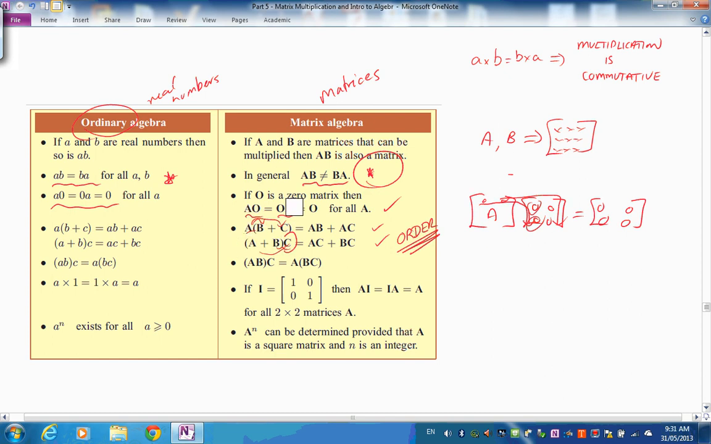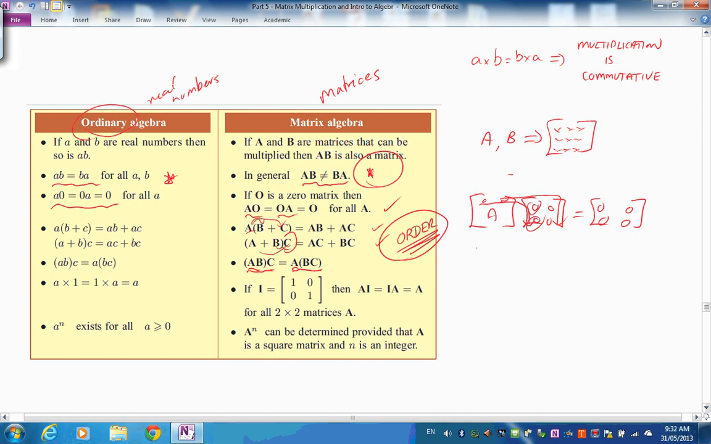We can't put C on the other side because the order in which we multiply matrices is special. It's going to give you a different answer. So here, as long as the order of these pairings is all the same, they will come out the same. You can do A times B, then times C. That'll be the same as A times BC. What you can't do is change the order there.